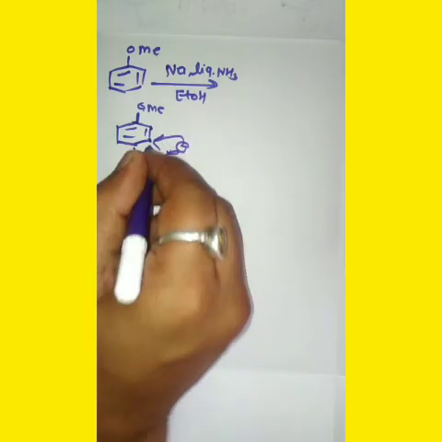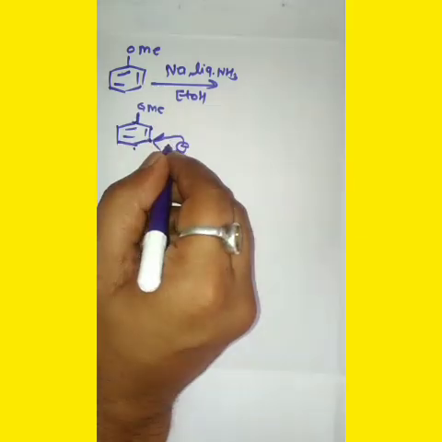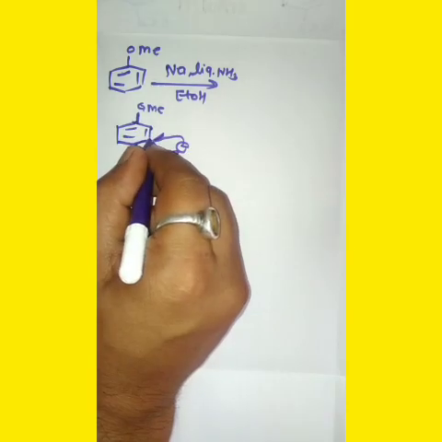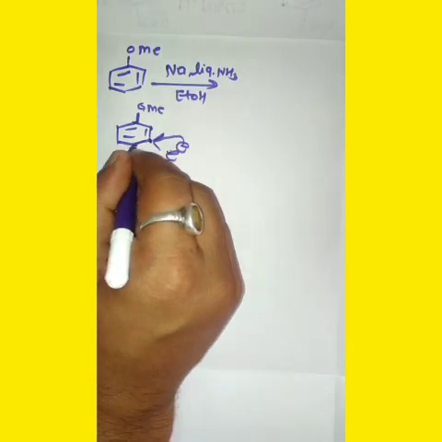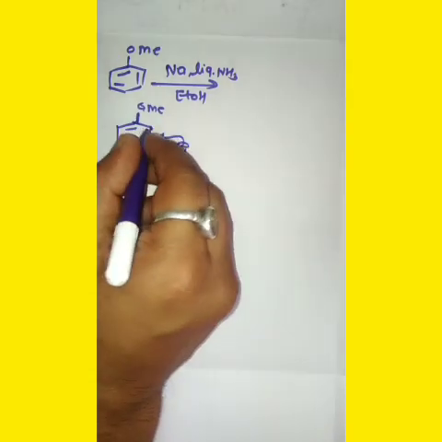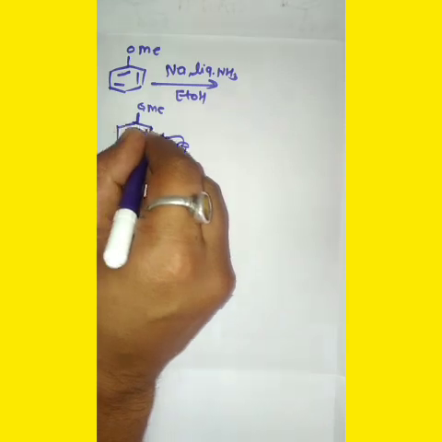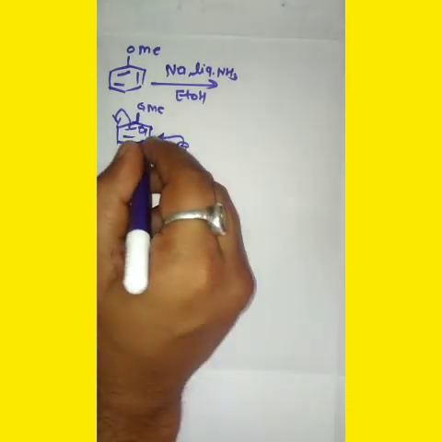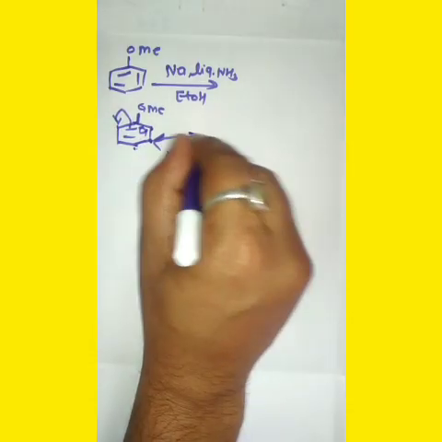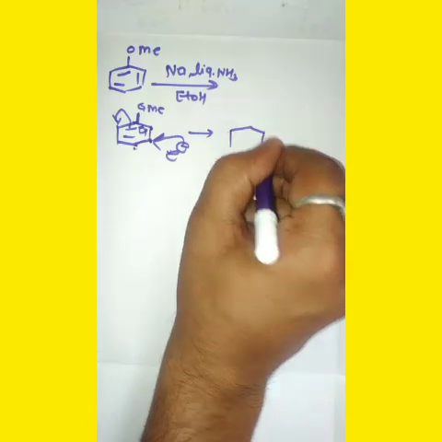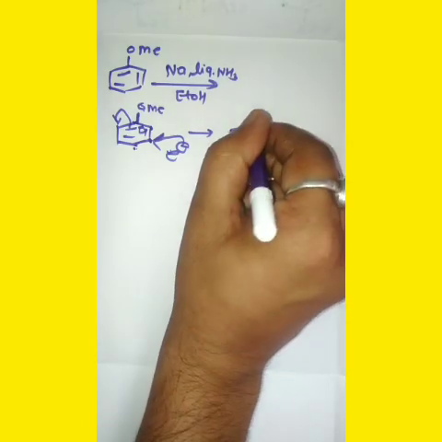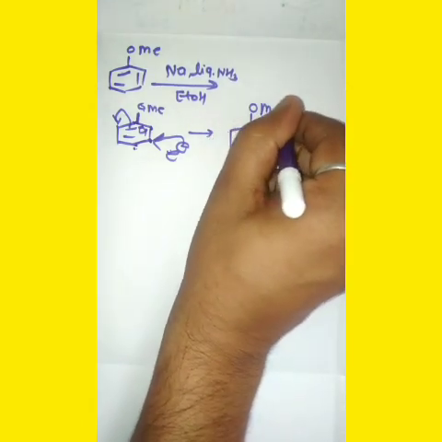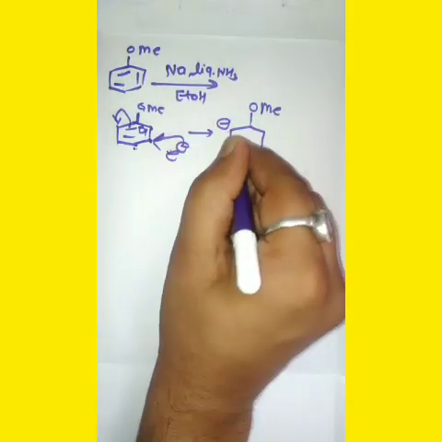So the site for the attack of the electron is suitable at the meta position and not at the para position or ortho position, or it can stabilize the negative charge at the ortho position because it has lesser electron density compared to the para position. So we get a radical anion like this.